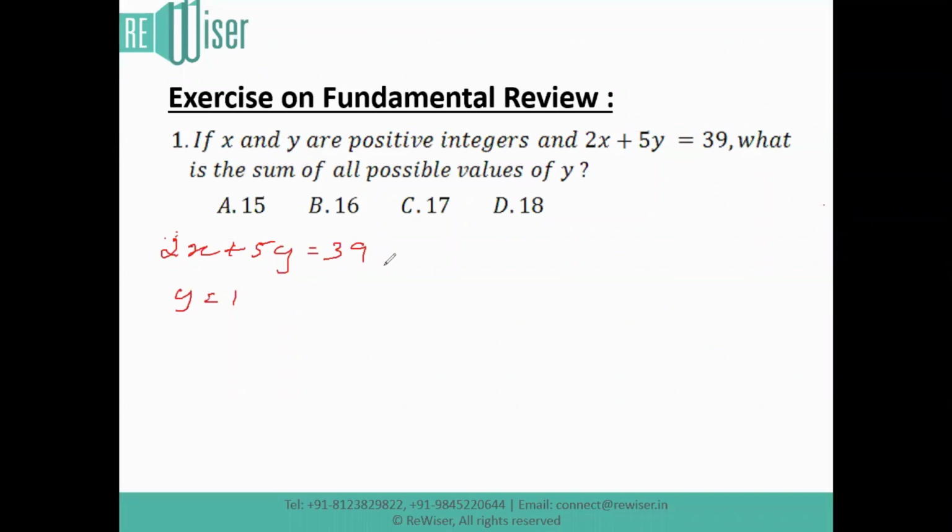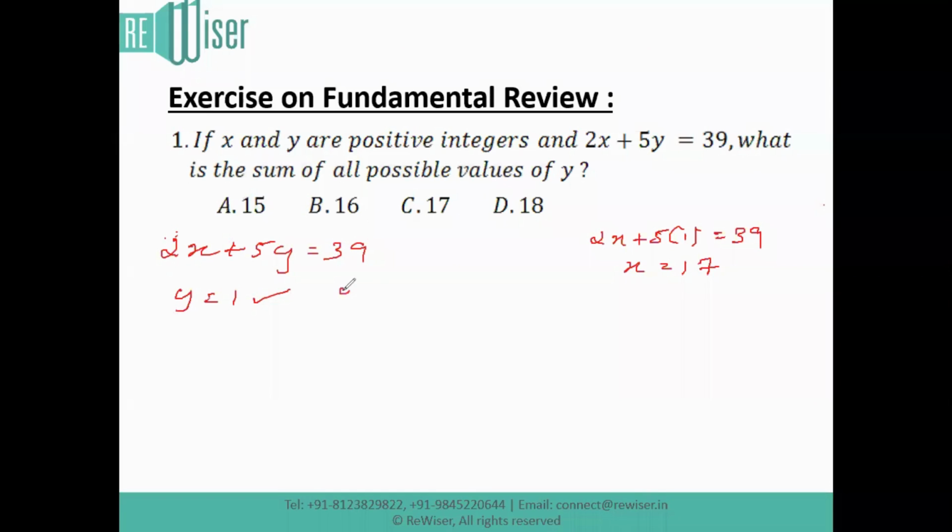When y is 1, substituting in my equation, that would be 2x plus 5 into 1 equals 39. If I solve this equation for x, 39 minus 5 divided by 2 will give me 17. So that means y equals 1 is a possible value for this equation.